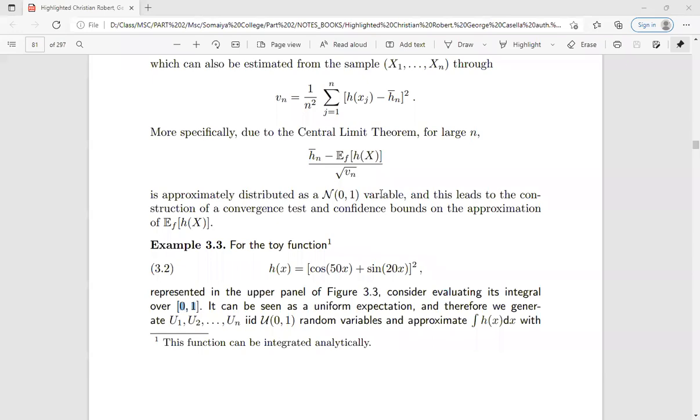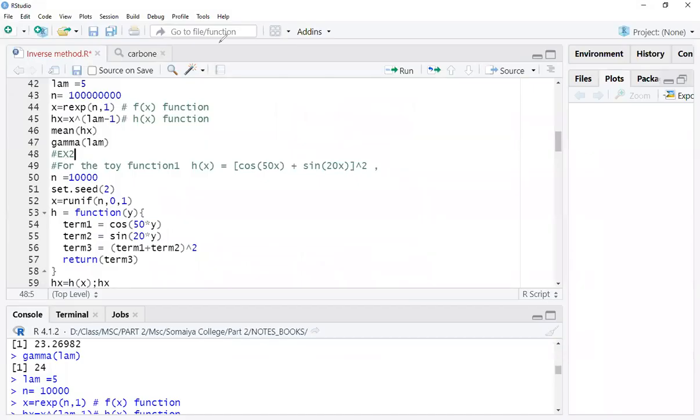Let's look at these values in RStudio. The code which is written in the book is given in a slightly complicated way. You have to take just the important parts from that particular code. Just look at how we can write our own functions. Suppose we have the function h of x, which is cos(50x) plus sin(20x), over 2, squared. Now suppose we generate 10,000 observations.